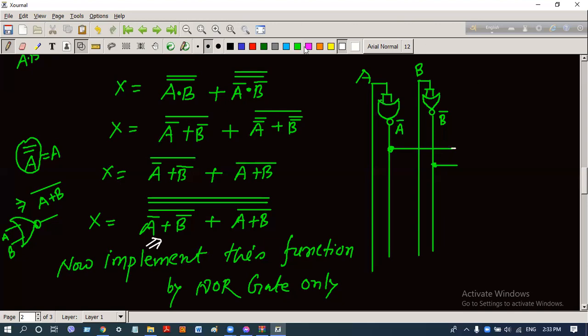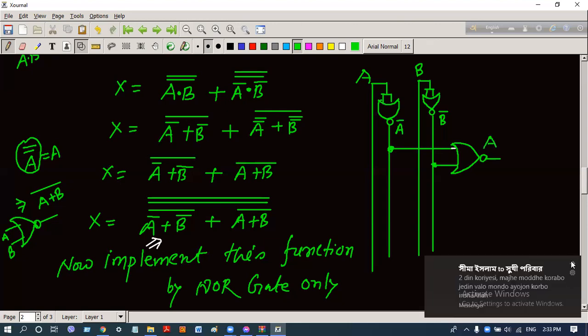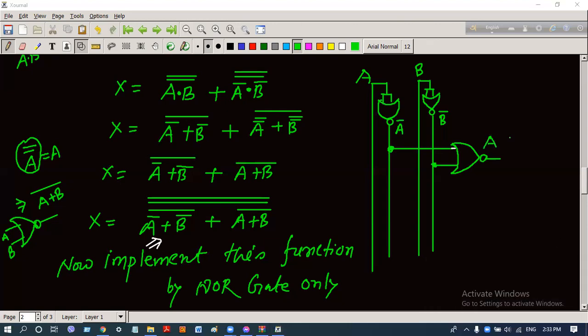So we have to use the NOR gate. So here is the NOR gate. The NOR gate function is plus and complement. So A complement plus B complement whole complement. Similarly, A plus B whole complement. Signal lines A and B are the inputs of a NOR gate. Then the output will be A plus B whole complement.